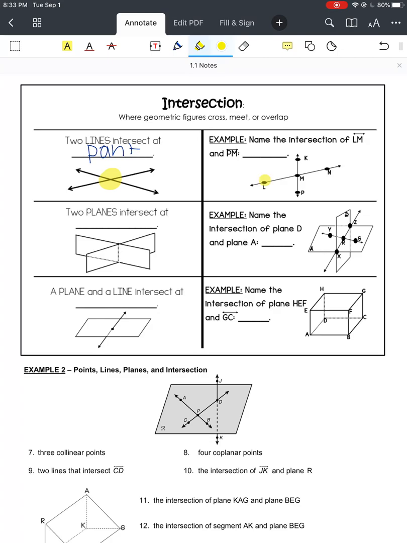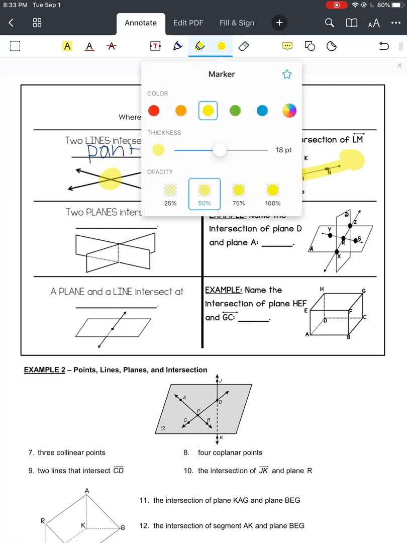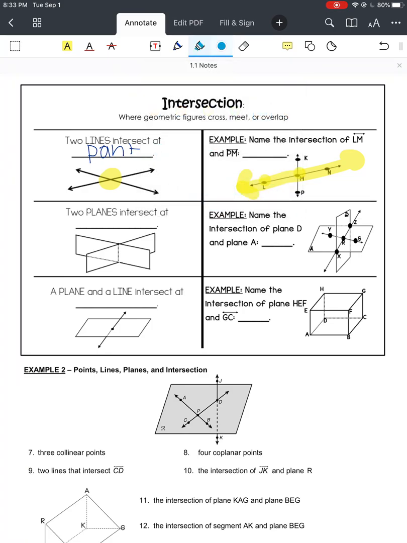So let's locate LM. Here's L and M. So we're talking about this whole line here, extends on forever and ever. And PM. Here's P, here's M. Again, draw a line through it. Both of these have M in it. Notice they're crossing right at M. So the answer here is just point M, or just capital letter M.